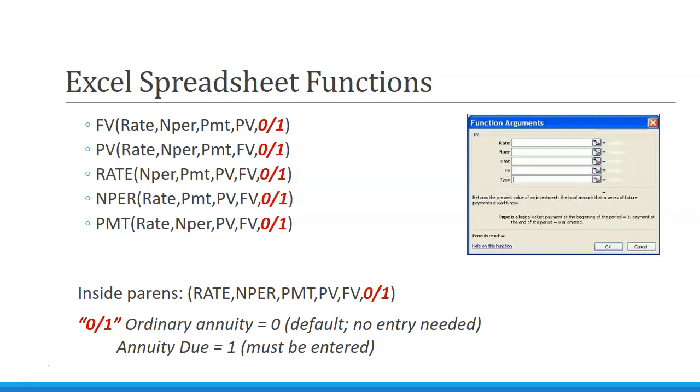In Excel, we would have the number of payments and then that 0 or 1. For the 0, that is at the end of the period or an ordinary annuity. The 1 is used for an annuity due, when payments happen at the beginning of the period.